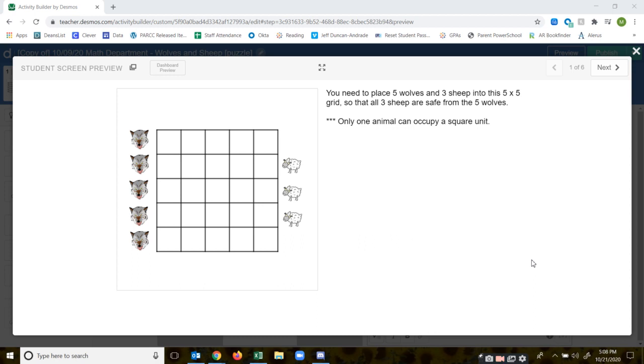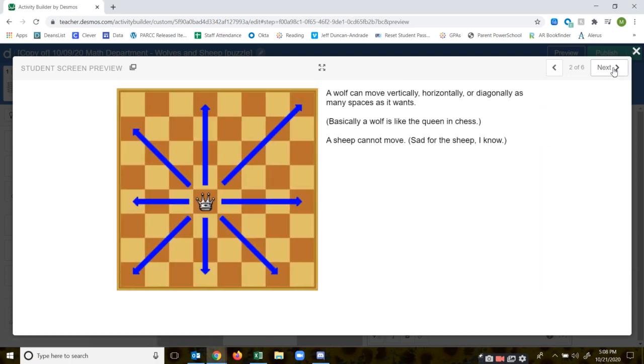You need to place 5 wolves and 3 sheep into this 5x5 grid so that all 3 sheep are safe from the 5 wolves. Only one animal can occupy a square unit. I'll show you what I mean.